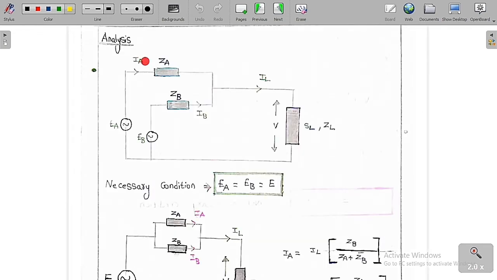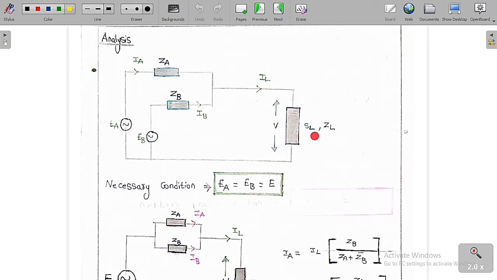Now we are going to analyze this circuit, the parallel operation of transformers. You can see clearly that these two transformers are connected in parallel. We are going to look from the secondary side. Transformer A has a small voltage EA with impedance ZA. Similarly, transformer B has a voltage EB with a series impedance ZB. These two are connected to the load, so they give power to this load.